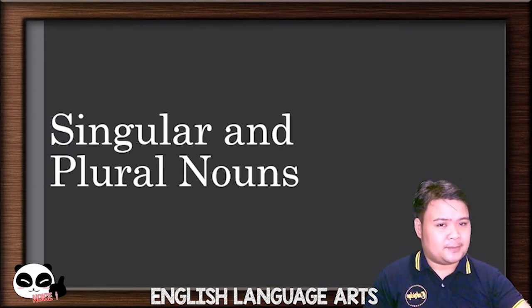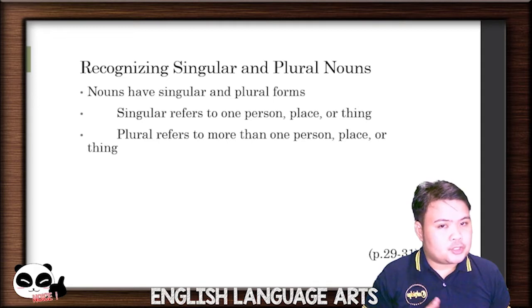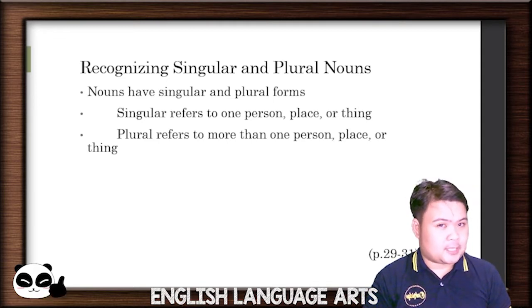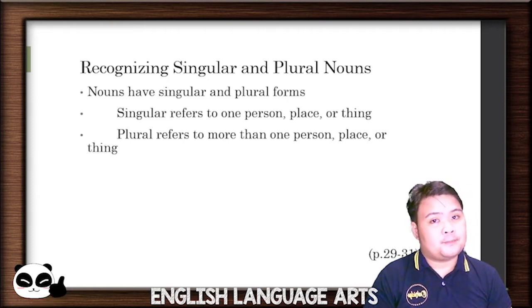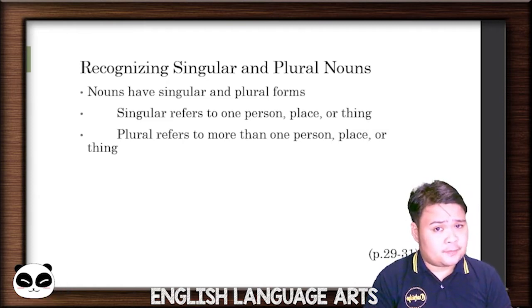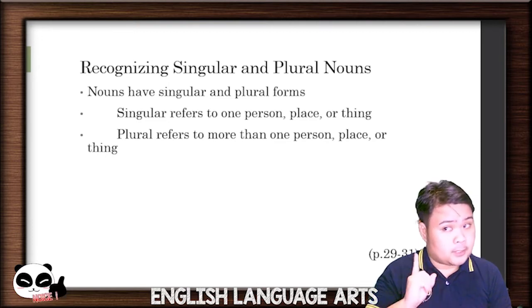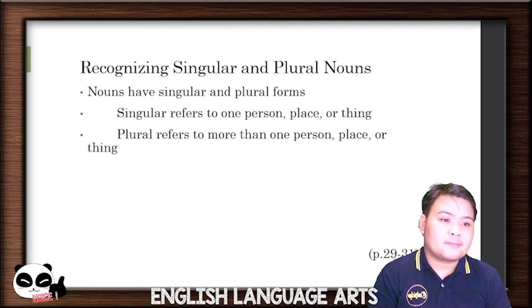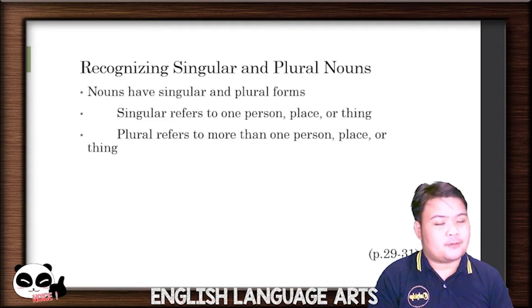Singular and plural nouns. Now, when you talk about nouns, there are two very common forms that you can think of. You have the singular form and the plural form. Basically, when you say singular form, this is when it is just referring to one person, one object, one thing, one animal, one place, one event, one. When you say plural, it is more than one, two or more, right?